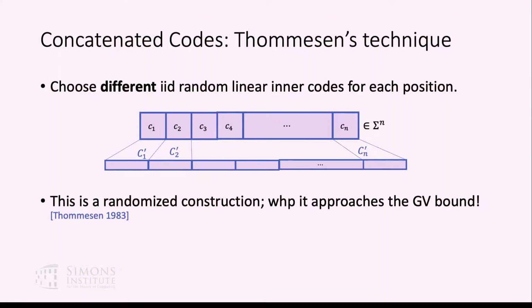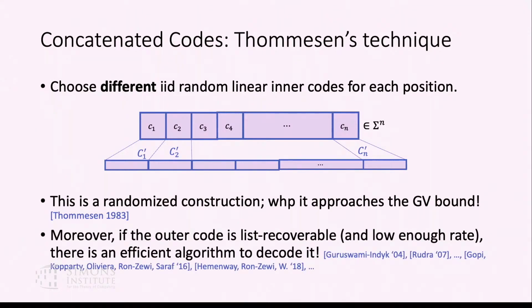That's pretty cool. And moreover, if the outer code is list recoverable, which we just defined, and is also in the right parameter regime, then not only does this have optimal trade-offs, but there are efficient algorithms to decode it up to half the distance. Even though it's a really hard problem to come up with explicit constructions of these codes with or without efficient algorithms, there are randomized constructions of these codes that do have efficient algorithms.